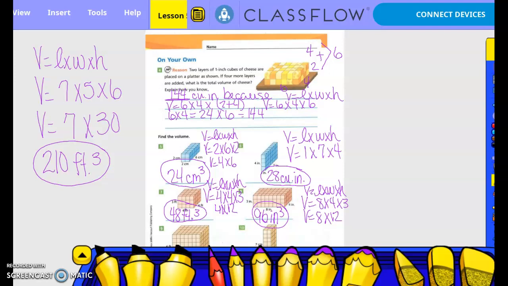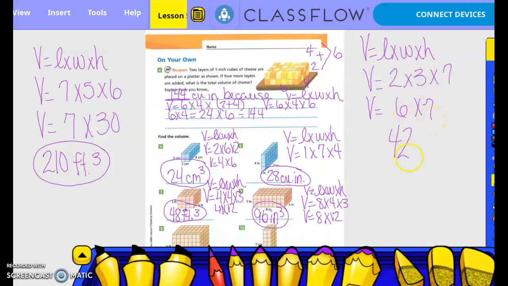Okay. Next, when I start with my formula, and what is that? Volume equals length times width times height. Volume equals, what's my length? 2. What's my width? 3. And what's the height? Okay. Can I put something together to make it easier? 2 and the 3, right? So 6 times 7. So 42 cubic centimeters. Or you could write centimeters cubed, right?